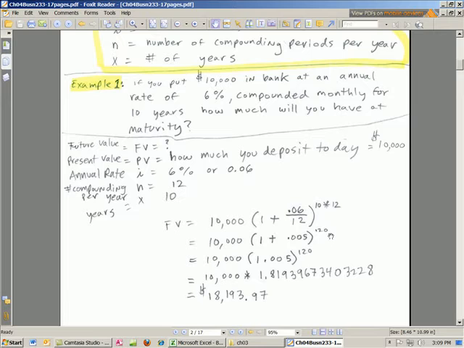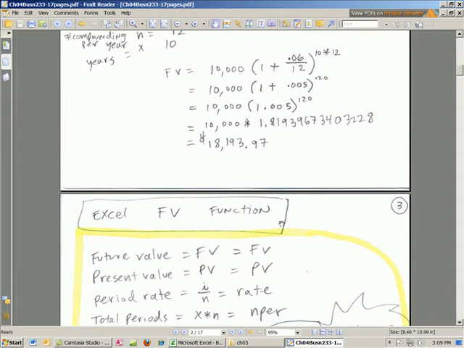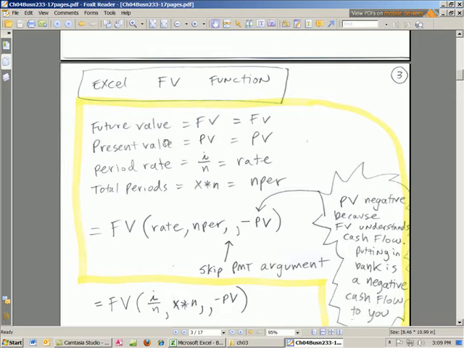Now, in this class, I'm going to make you do at least a problem or two like this, meaning I'll have you type a formula in Excel, so we'll learn how to do that. But what are we going to do? We're going to use a function, the future value function. Here's like a translator. Here's going to be our future value, present value, period rate, and total periods. That's what the future value function needs.